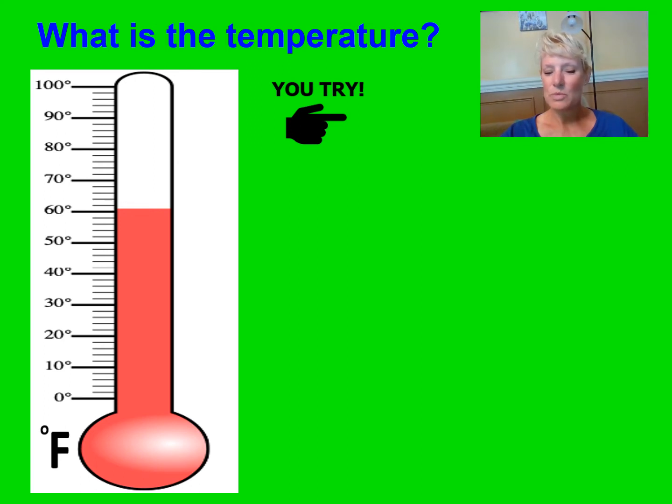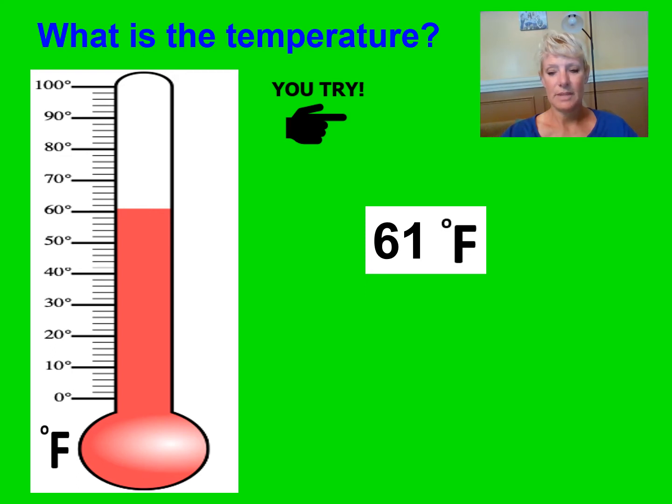Okay, I hope this one didn't trick you. If you noticed, we were counting by twos this time. So we would have 50, 52, 54, 58, 60. Now, notice that that red line is in between 60 and 62. So the number in between 60 and 62 would be 61 degrees Fahrenheit. That was a little bit tricky.